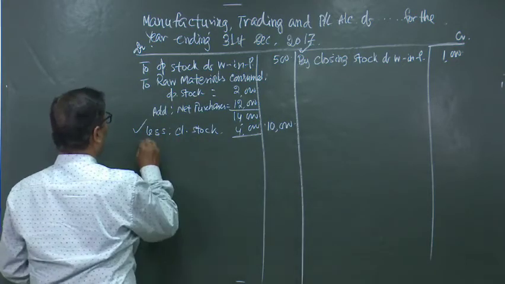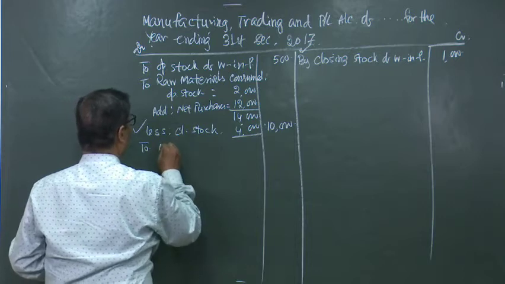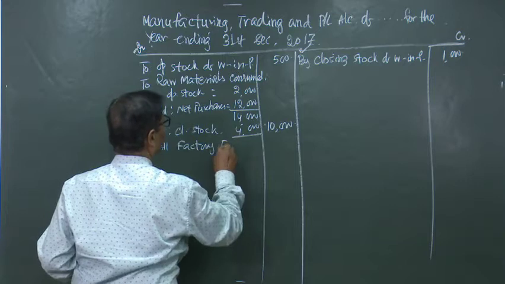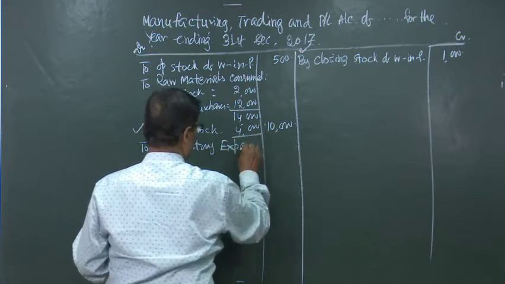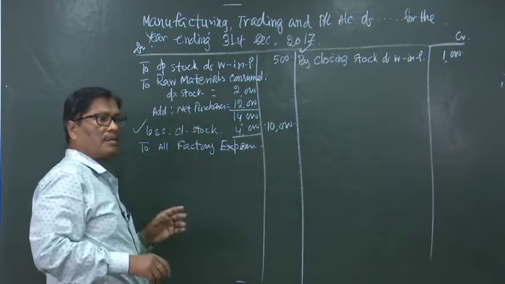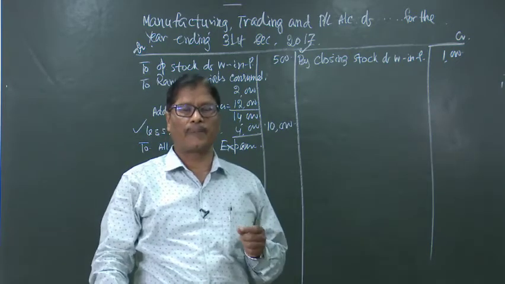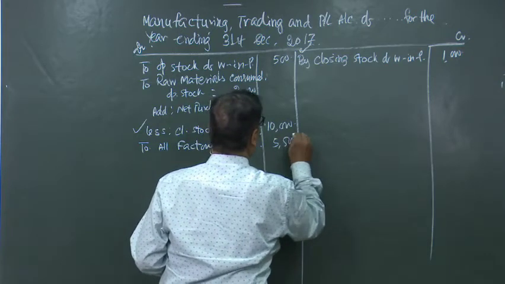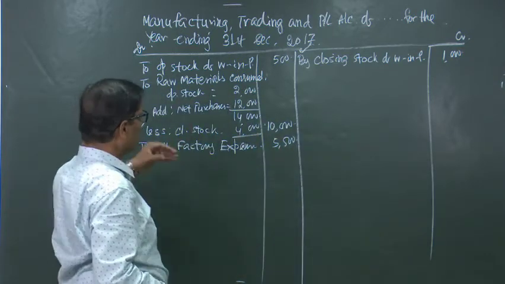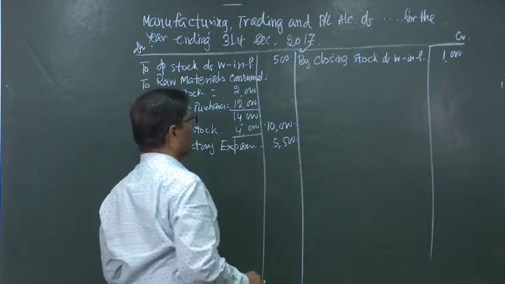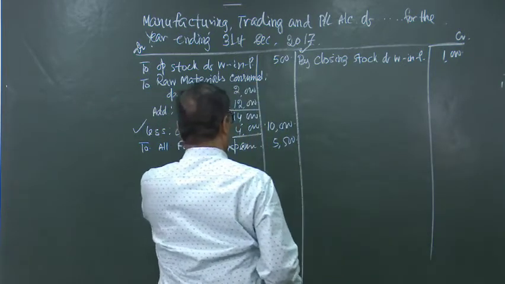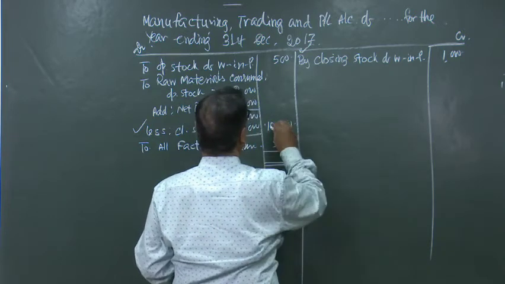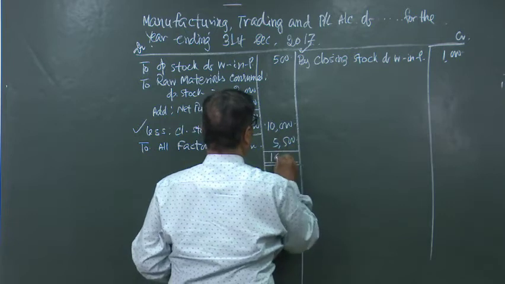Then we can have all the expenses, all factory expenses, including the depreciation and repairs on plant and machinery. Suppose that is 5,500. Wages, etc., everything taken together, this will be like this. And we can get the total of this, which is coming to 16,000.